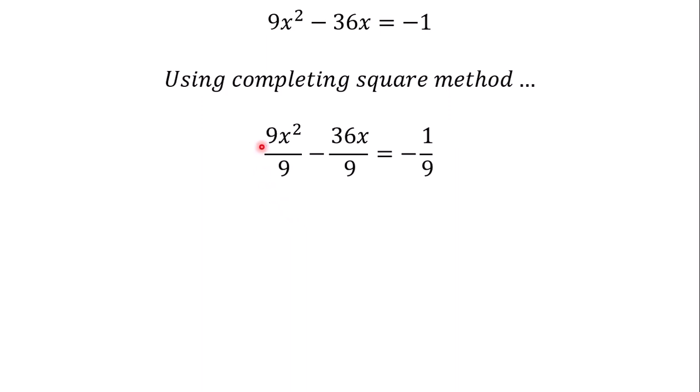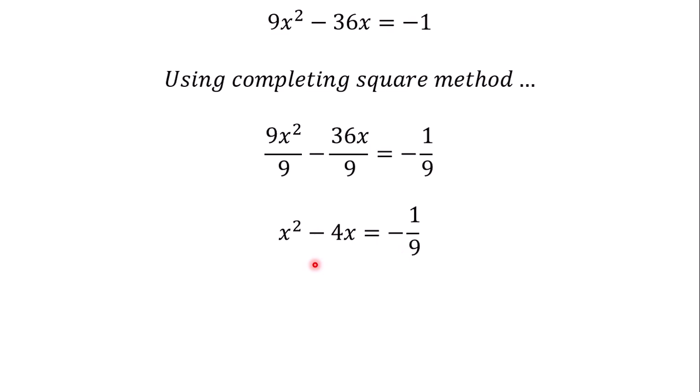Okay, so now when you divide this one by 9, this 9 and this 9 will cancel out and we are left with x squared. 36 divided by 9 will give us 4x. And then you're going to get x squared minus 4x is equal to minus 1 out of 9.